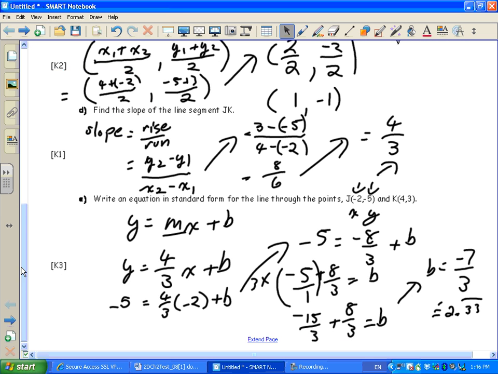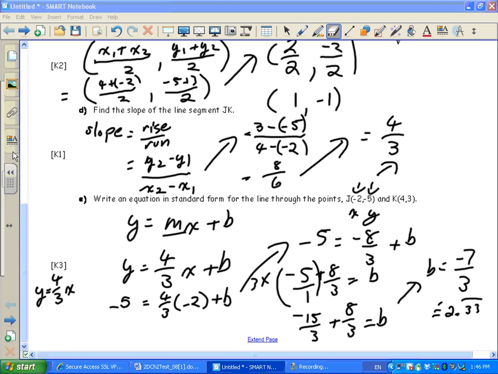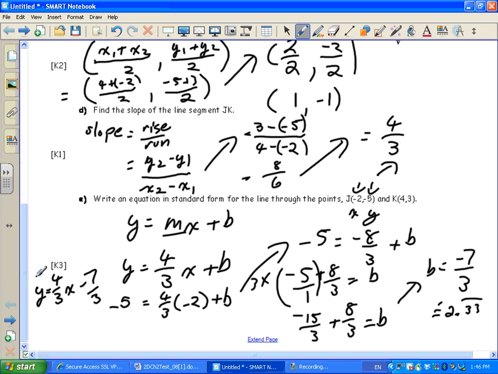So finally, I did not actually answer the question. I needed to make the equation. So the equation is y is equal to 4 over 3 x plus, and I'm going to put it in fraction form. Sorry, it's not plus. It's subtract 7 over 3.